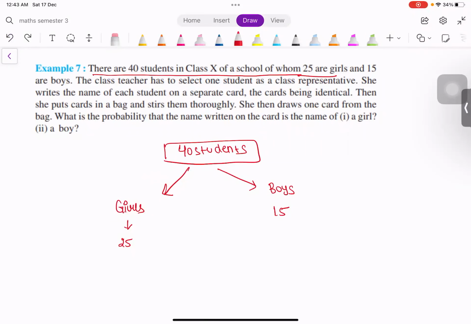The class teacher has to select one student as a class representative. She writes the name of each student on a separate card, the cards being identical. Then she puts the cards in a bag and stirs them thoroughly. She then draws one card from the bag. What is the probability that the name written on the card is the name of a girl or the name of a boy?